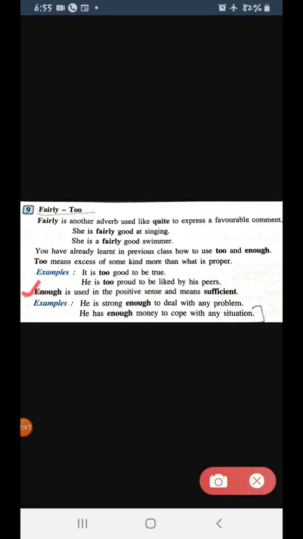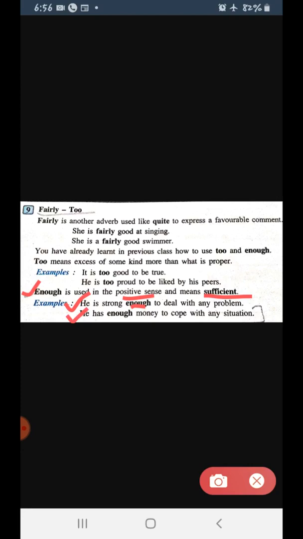Enough. Enough is used in the positive sense and means sufficient. Sufficient means plenty, that means in good amount. Examples. He is strong enough to deal with any problem. That means he is strong enough, plenty strong. She is strong enough to deal with any problem.